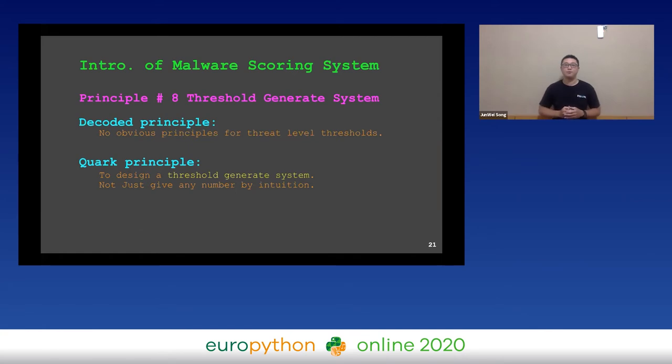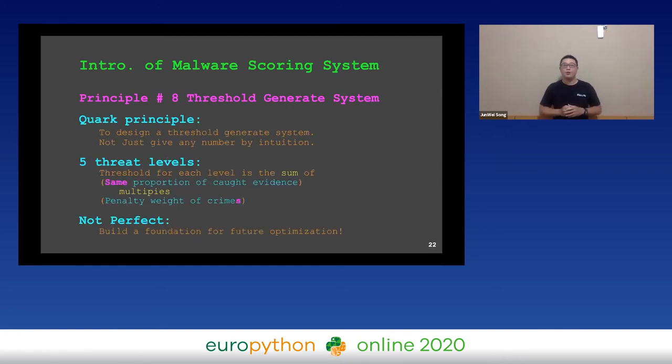The last principle, principle number eight, threshold generate system. So after calculating the total penalty weight for the malware, we need to have threat level threshold so that we can tell which threat level does the malware fit in. Unfortunately, we can't find them in a criminal law, but we know we need to design a threshold generate system for that, not just give any number by intuition.